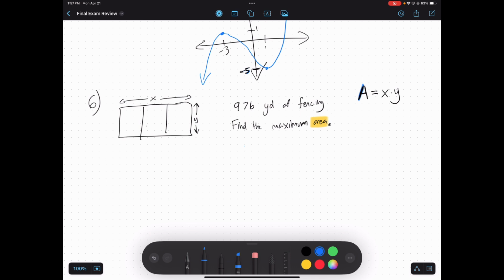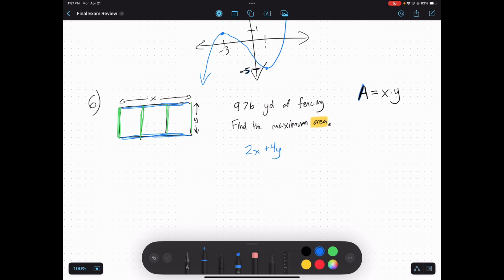The equation for the perimeter of the fencing would be 2x plus 4y. Right? 2x because you have one of these sides and one of these sides. And 4y because you have 1, 2, 3, 4 of those sides.